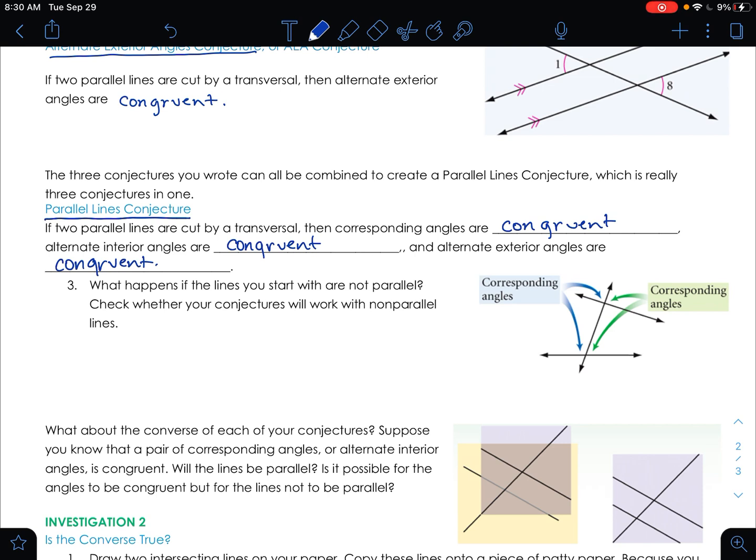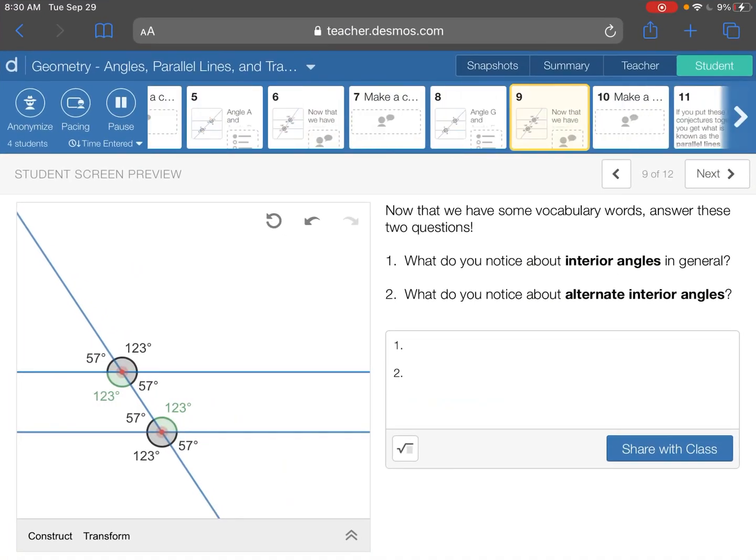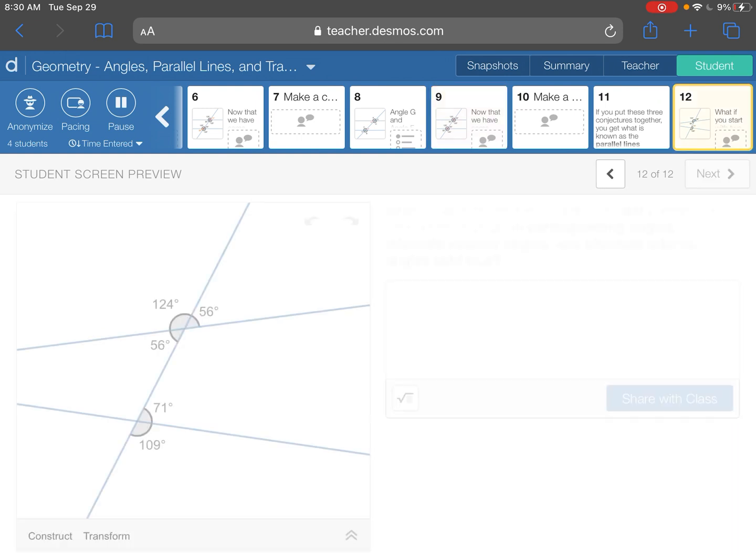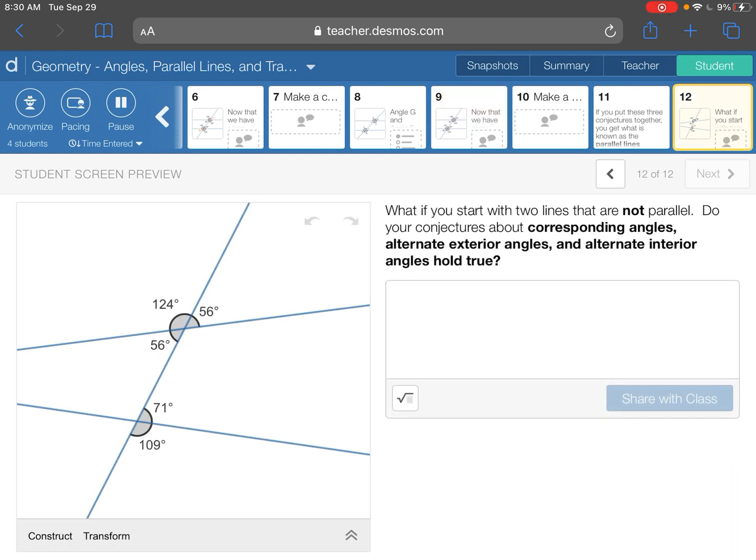Okay? Now, the last thing that we want to take a look at is, does this conjecture hold true for corresponding angles, alternate interior angles, and alternate exterior angles if we do not have parallel lines? So we'll come back over here and take a look. Here we have two lines that are not parallel that are cut by a transversal. What I want you to notice is that for corresponding angles, this 56 and this 71 are corresponding angles because they're on the same side of the transversal but on opposite sides of the lines. One's on the outside, one's on the inside.